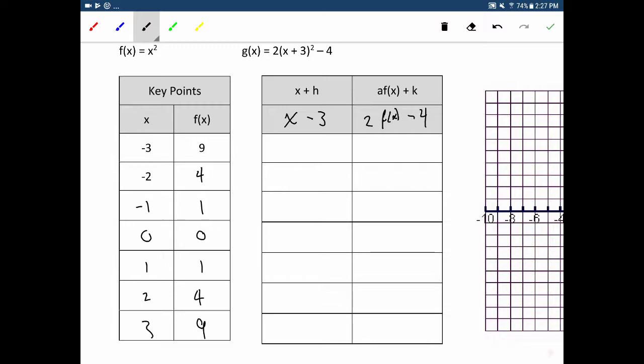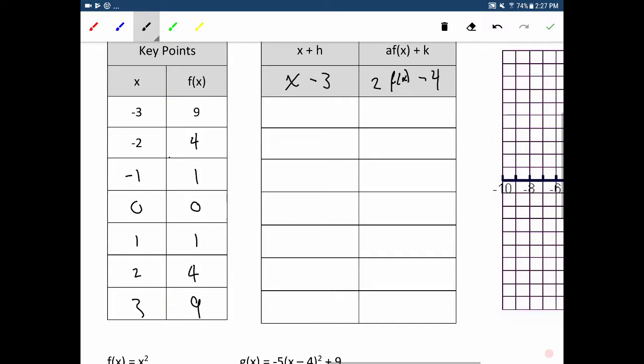So again, we just go through and we'll subtract 3 from all of these. So we'll get negative 6. We'll get negative 5. We'll get negative 4. Again, these went up by 1, so they're going to just work out like this, and it's always going to be this nice. This one will be a little bit more challenging, but we have 2 times 9 is 18, minus 4 is 14.